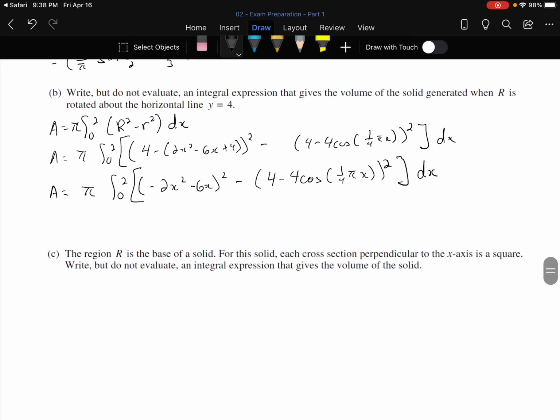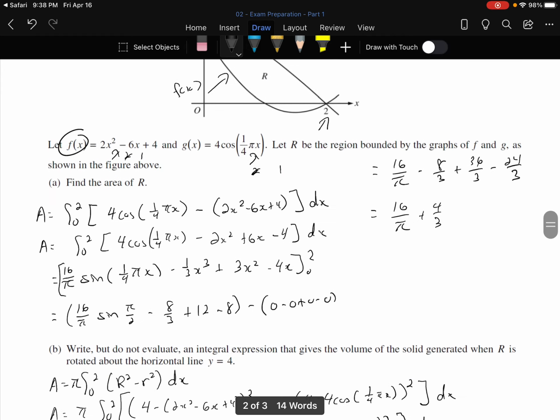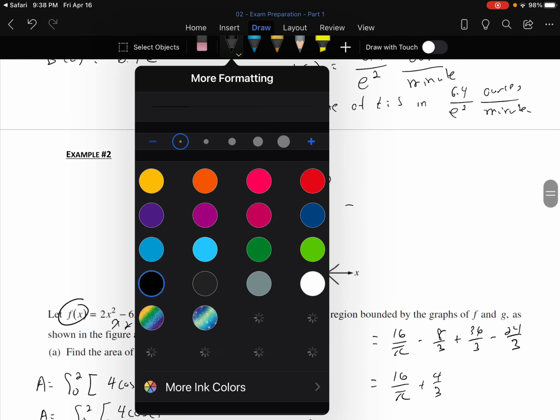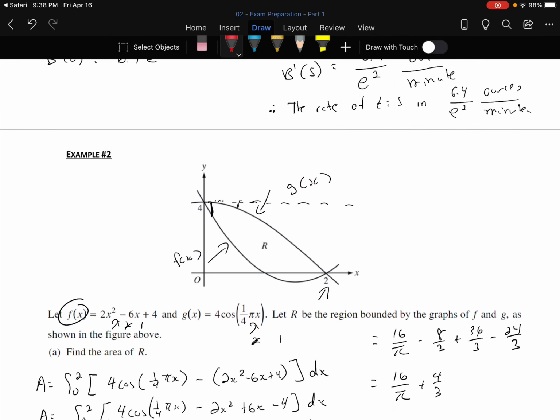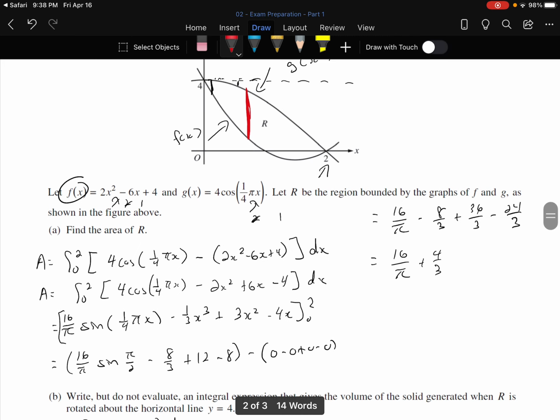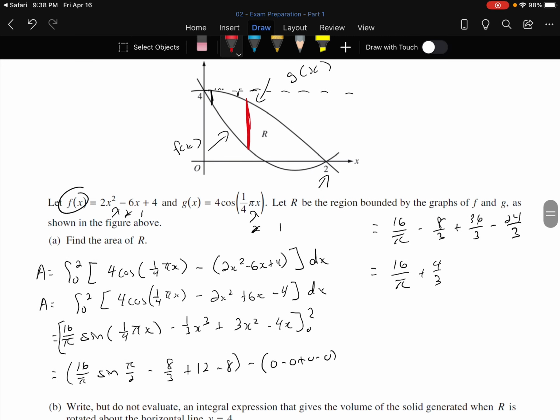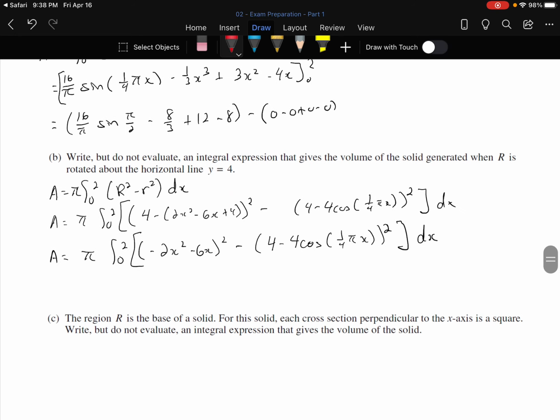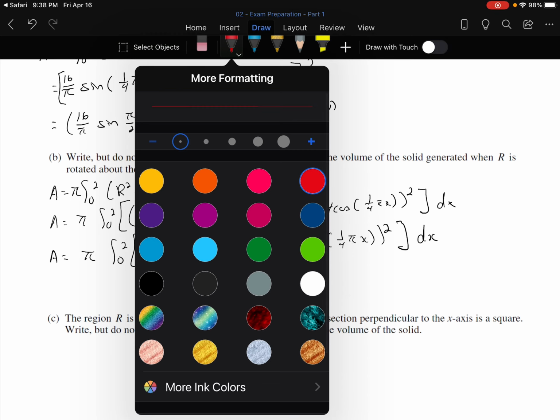For this solid, each cross section perpendicular to the x-axis. Let me switch colors so you can see what I mean. Each cross section perpendicular to the x-axis, something like this. That right there is the cross section perpendicular to the x-axis, and that's the base of a square. So that comes straight up out of the page there as the base of a square. And I like these ones because squares are really simple to deal with.